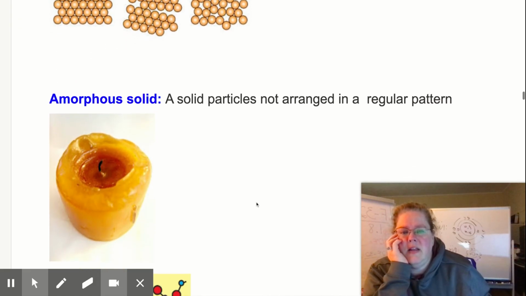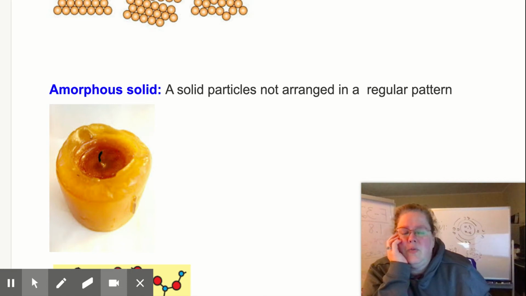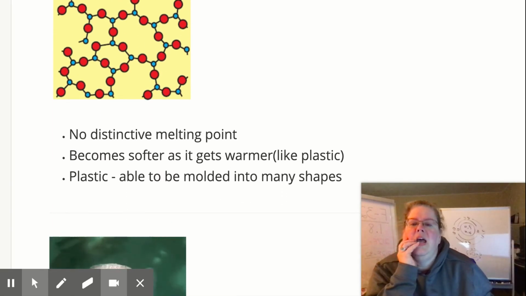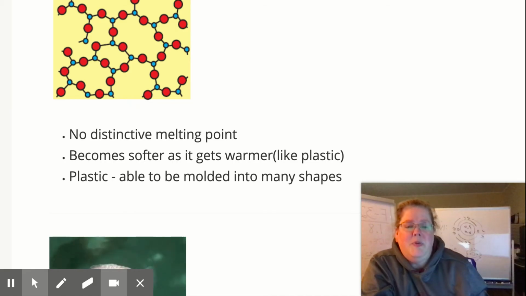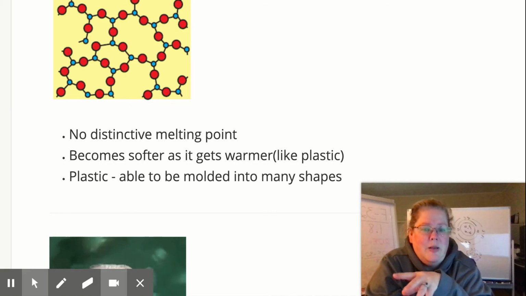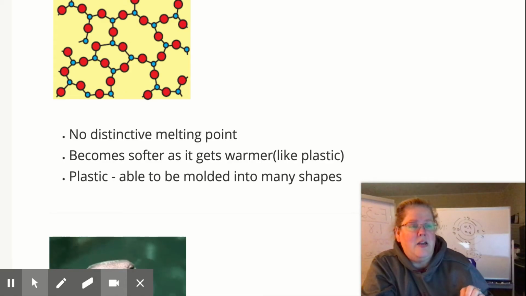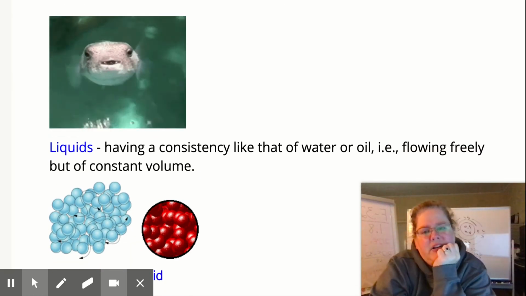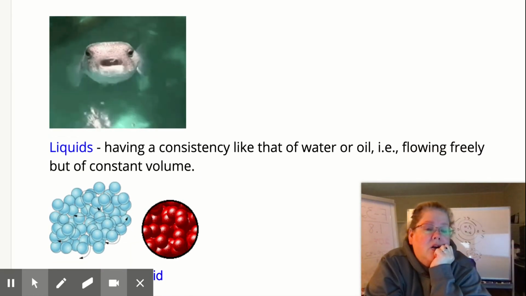So in an amorphous solid, the particles are not arranged in a regular pattern. There's no good way to draw it except that it's not regular. Wax is, again, one of those examples. They don't have a distinctive melting point, but they do get soft when it gets warmer, like plastic does. And it's able to be molded into many shapes. So there's a lot of benefits to an amorphous solid. Now, liquids. They have a consistency like that of water or oil.